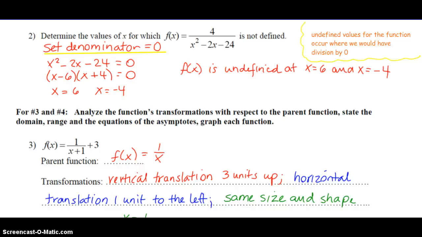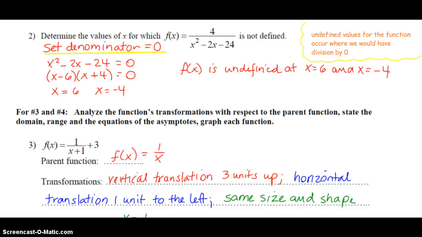So what we do is we set the denominator equal to 0 and then find the values that will make that equation true. In this case, once we set it equal to 0, factor and solve, we have 2 values for which the function f of x is undefined: x is equal to 6 and x is equal to -4. Either one of those would cause division by 0 and the function would no longer be defined. We would have, in that case, an asymptote at both of those locations.